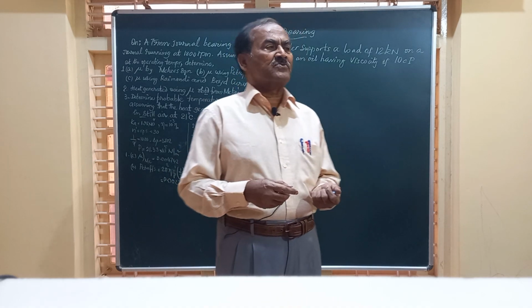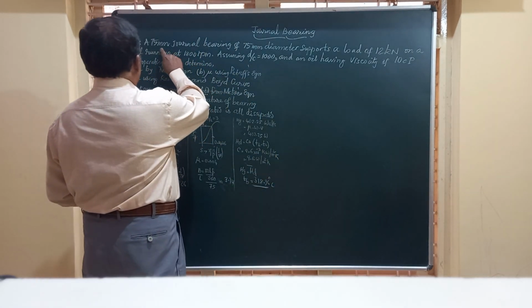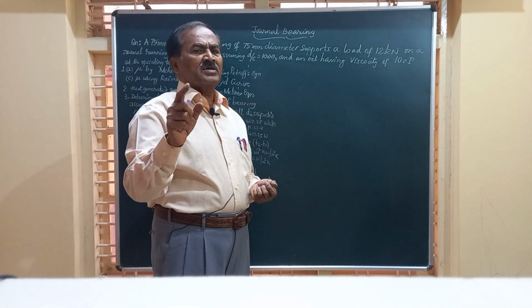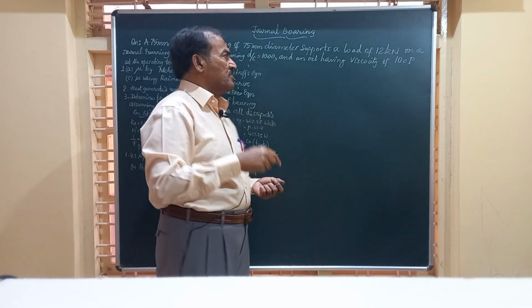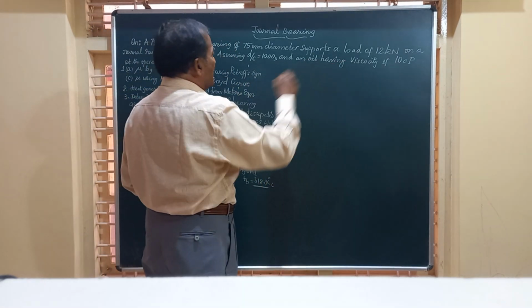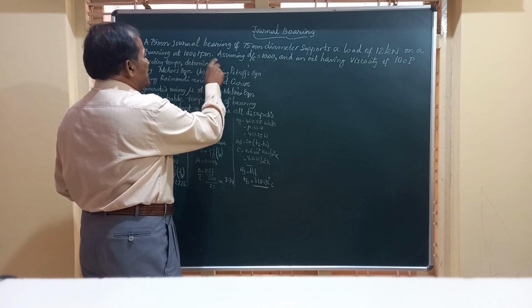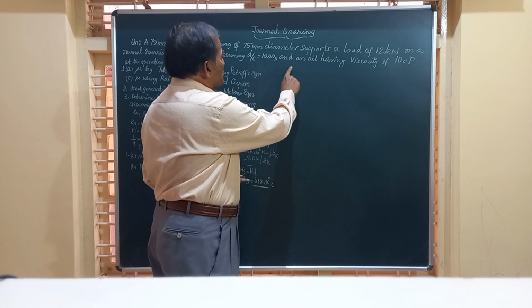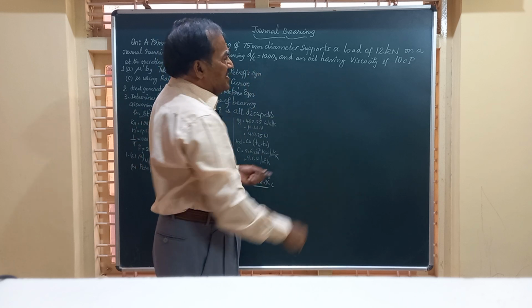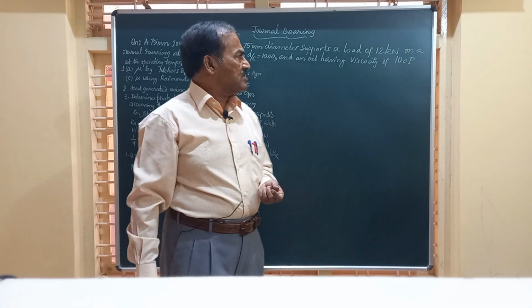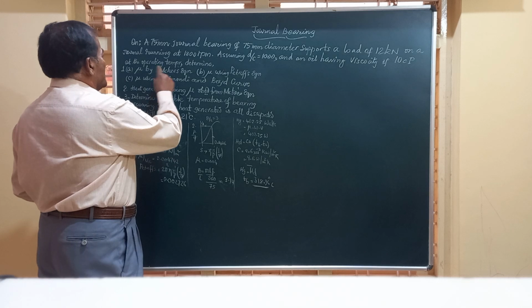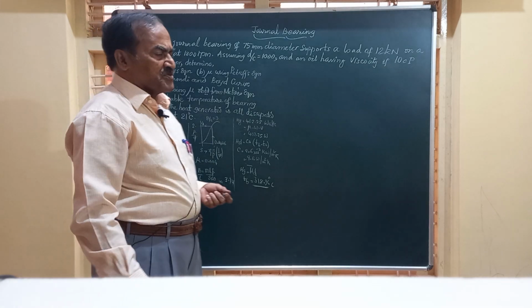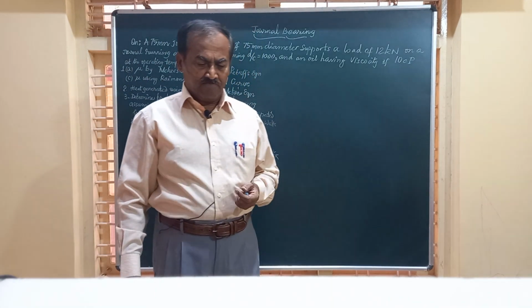So the question for today's video reads: a 75 journal bearing, 75 millimeter diameter. So the length of the journal bearing is 75, the diameter is also 75, supporting a load of 12 kilonewton, and the speed is given. And it says, assuming D by C equal to 1000 and an oil having a viscosity of 10 centipoise, find the coefficient of friction, the heat generated, and the temperature of the bearing. These three parameters are asked.